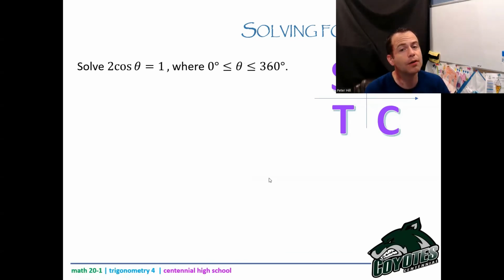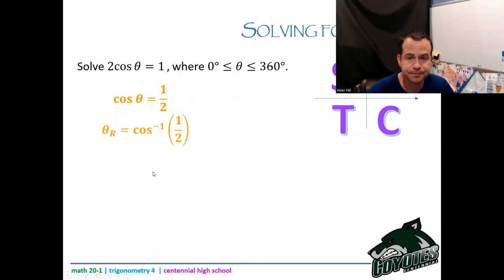Okay, solve 2 cos theta equals 1. Okay, same thing we've been doing. There's just a slight more algebra to do because I don't have cos theta by itself. I have 2 times cos theta. Well, just divide by 2, right? So that's cos theta equals a half. Now, if cos theta equals a half, I'm going to arc cos a half to get the reference angle. And that's going to give me 60 degrees.